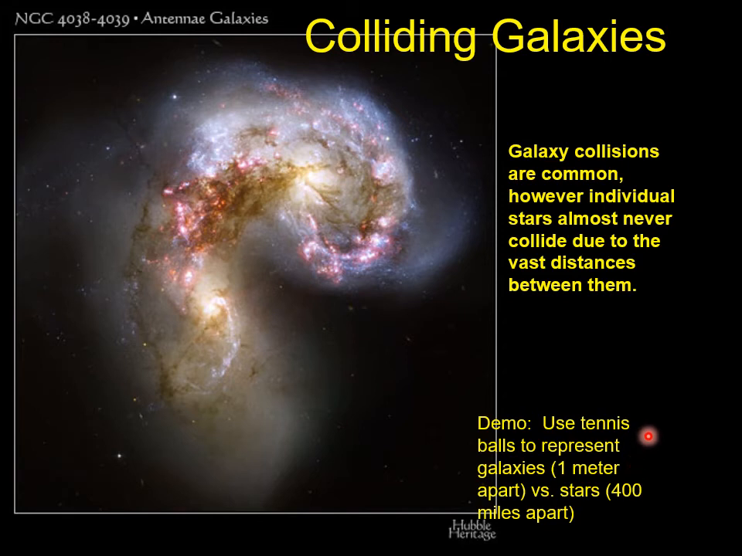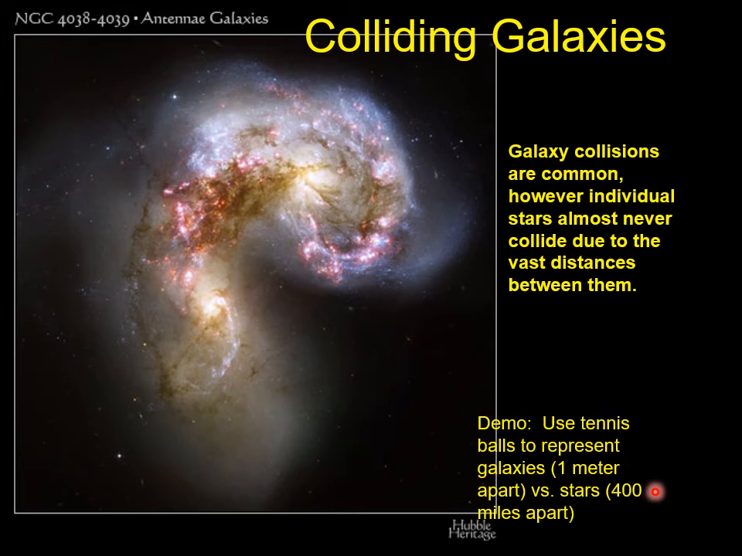So if we had a cluster of 100 galaxies, or 100 tennis balls all floating around inside of a classroom, you could imagine that every once in a while those tennis balls are going to hit each other, okay? But now let's talk about the individual stars inside these galaxies. So in order to space out the stars with the appropriate scale, let's let our tennis balls now equal a star instead of a galaxy.